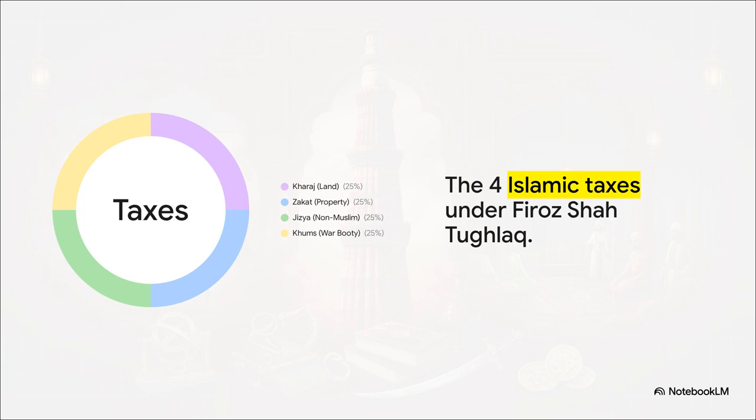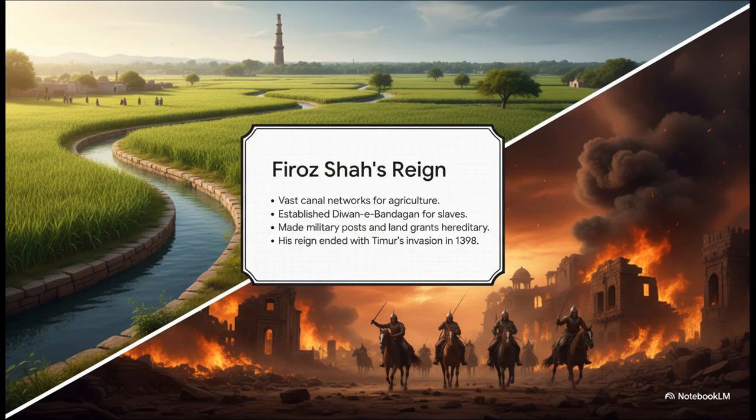And what does he do? He abolishes 24 confusing taxes and simplifies everything down to just 4 strictly Sharia-compliant taxes. The big takeaway here? Simplification works. By doing this, he actually managed to generate a highly organized, surveyed annual state income of an impressive 6.75 crore tanka. Now, Firoz Shah was definitely a visionary builder.